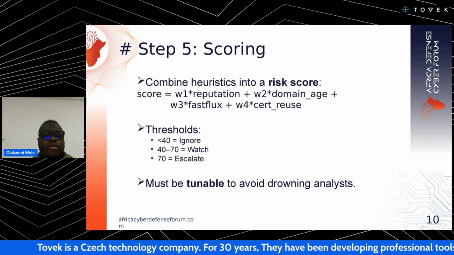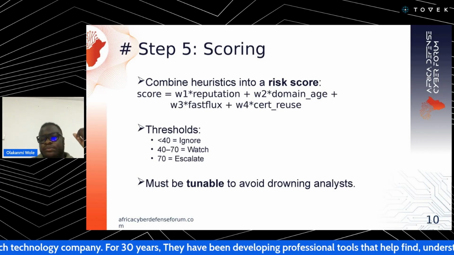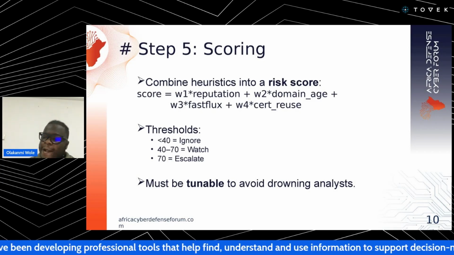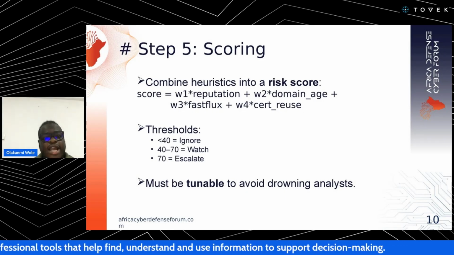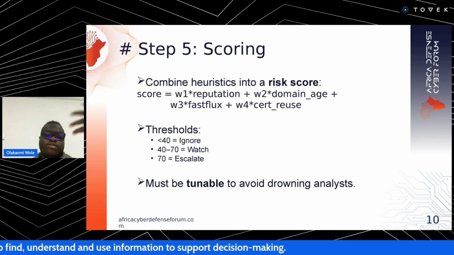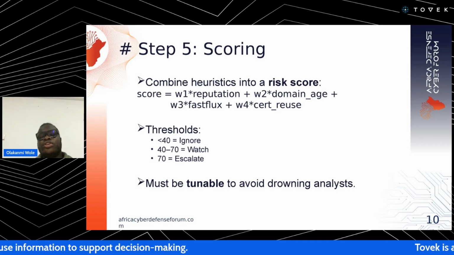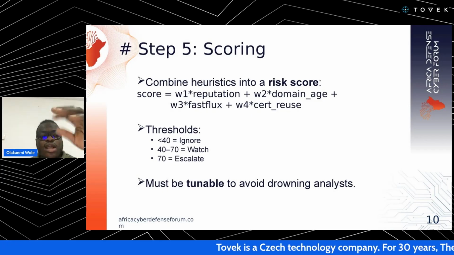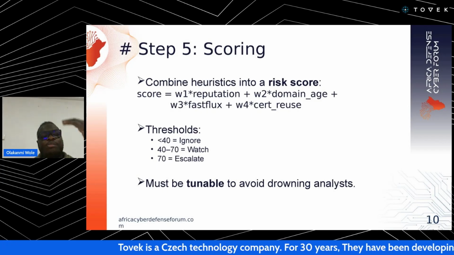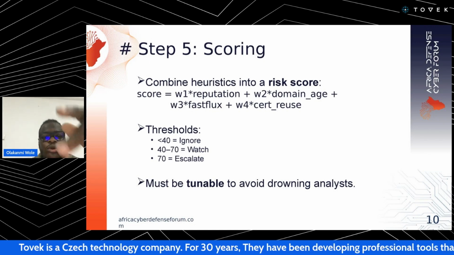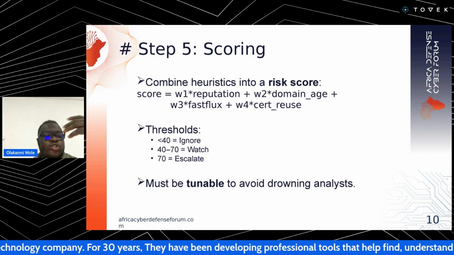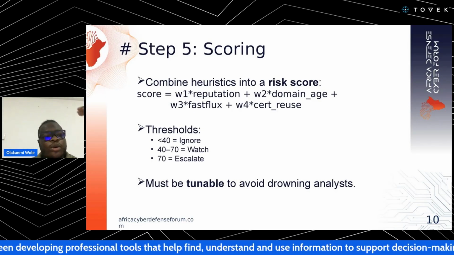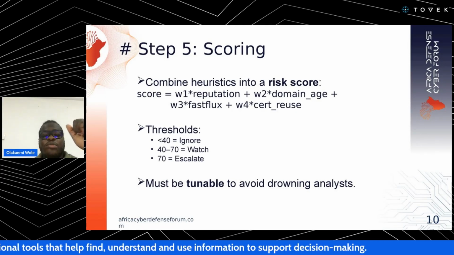So things like domain hosting reputation. For example, if you see an infrastructure being hosted on a known bulletproof hosting site, that's already a red flag, right? So based on your context, you can define what metrics you're looking out for and then assign them the appropriate weights. W1, W2, W3, W4 are just weight scores. And it's always nice to cap your weight score at one.